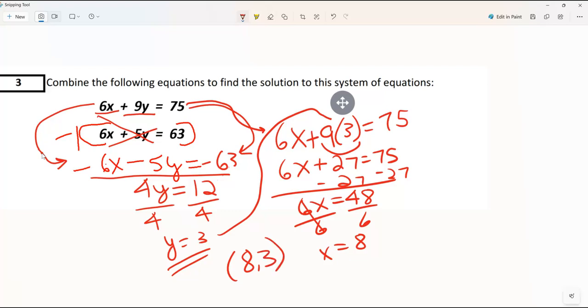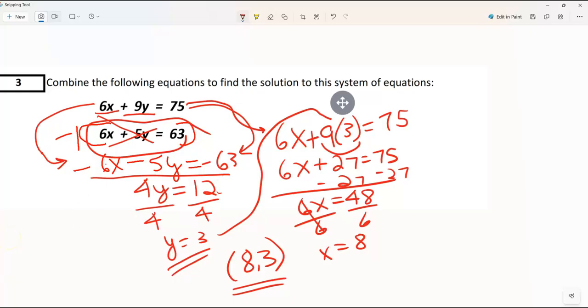So our answer is 8 for the x, and 3 for the y. Of course, we want to try it on the original equation over here, not this one, not this one. You could try it on that one, but we want to try it on this one. So 6 times 8 is 48. 5 times 3 is 15. 48 plus 15 is 63. So that's our answer. That's how you do that.